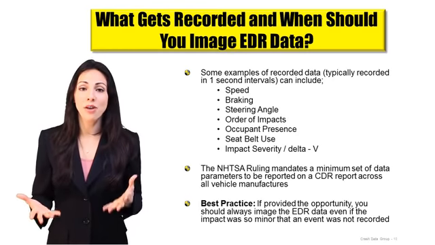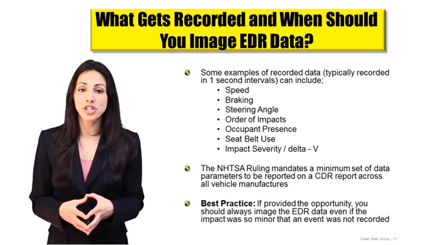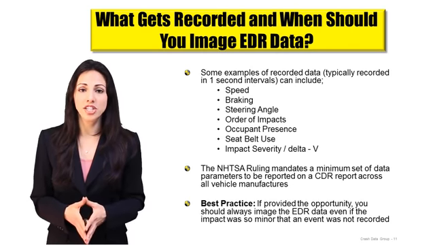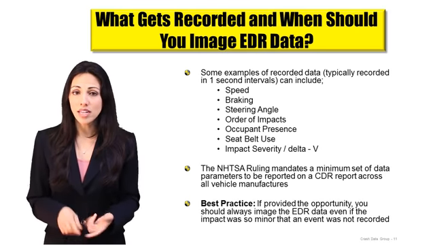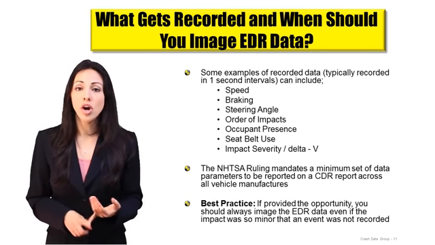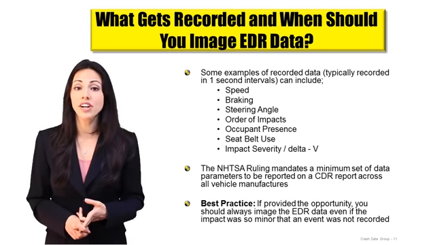What gets recorded and when should you image EDR data? Some examples of recorded data, which is 5 seconds or more of pre-crash data, typically recorded in 1-second intervals, can include speed, braking, steering angle, order of impacts, occupant presence, seatbelt use, and impact severity.